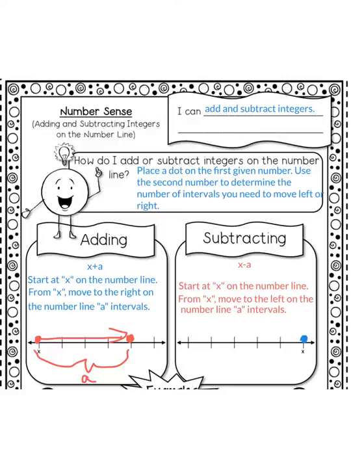Again, we don't know how much a is. So I am going to draw in on the bottom what a represents. Now I'm going to go left on the number line, a spaces, till I get to my new point. Where the arrow landed is my answer to x minus a. Now let's look at some real examples with integers.